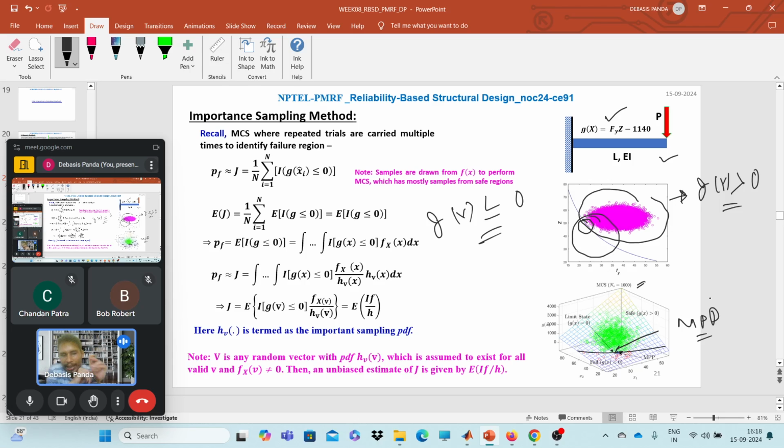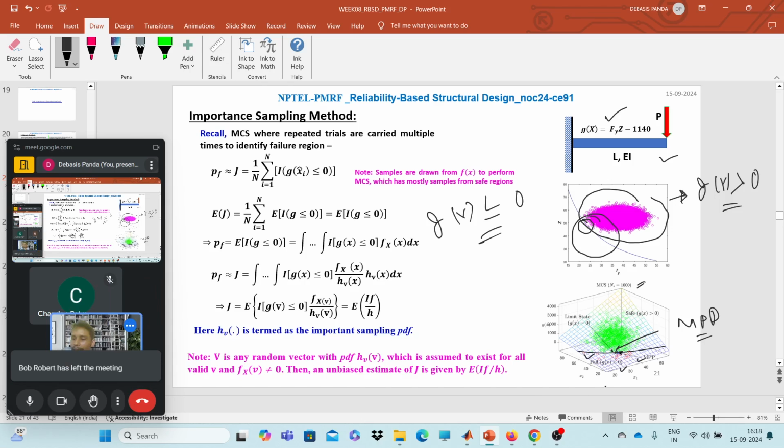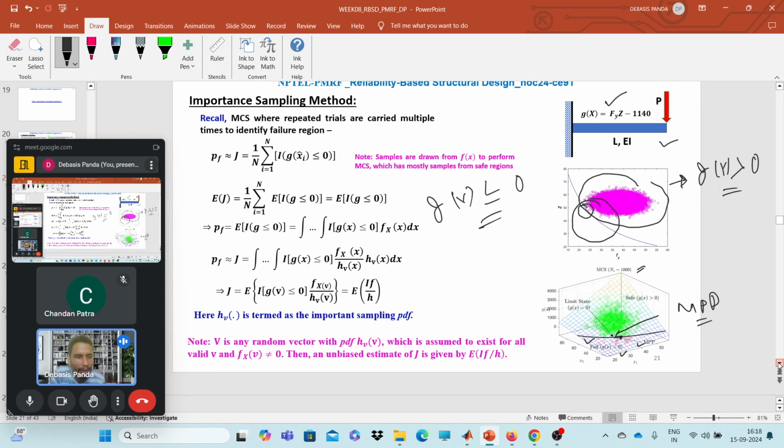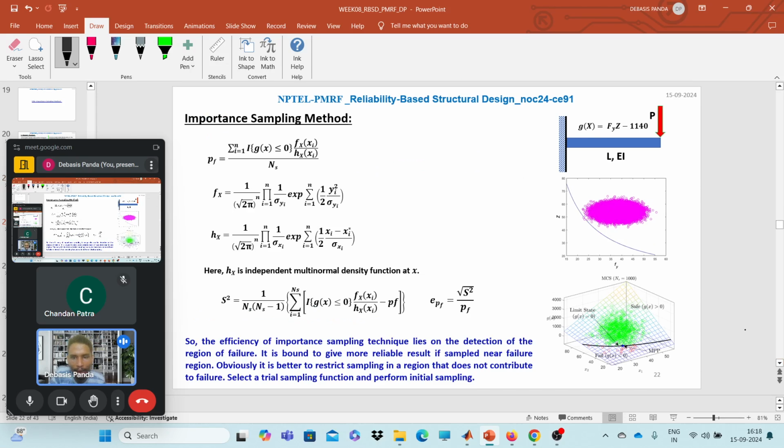Okay, now if we can define the region, just sample in and around it. Look here, we can have much higher samples on the failure side. That means we require fewer simulations to get the desired probability of failure. Now, we will not go into the theories and all these things. So I think you have got the concept.